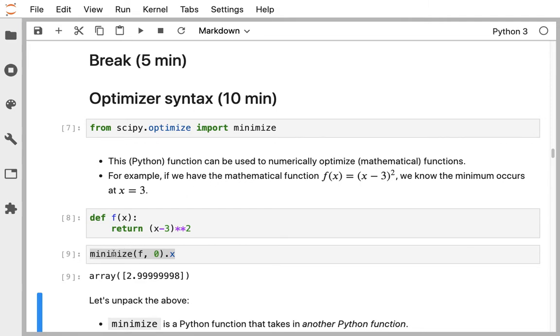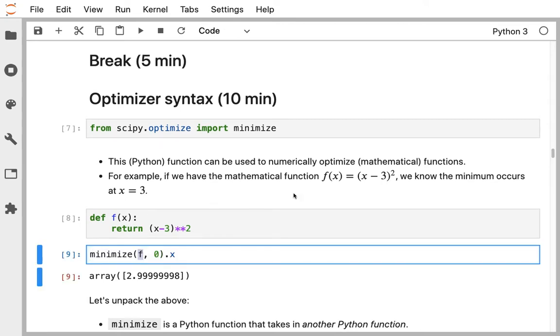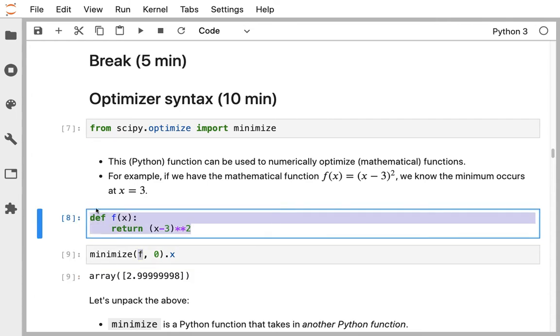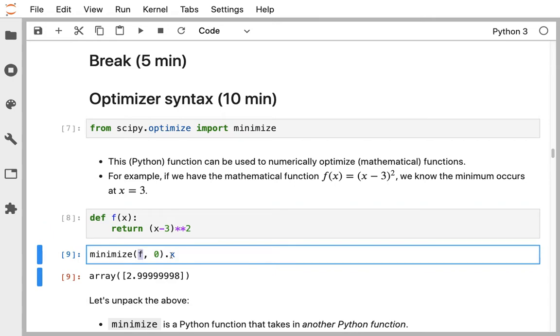So with this minimize function, you take a mathematical function that you're interested in, you code it up as a Python function that computes that mathematical function, then you pass that Python function into minimize, you give it a starting point, in this case I just gave it x equals 0, and then minimize will do all the magic for you, and then you call .x, and I'll explain that in a minute.